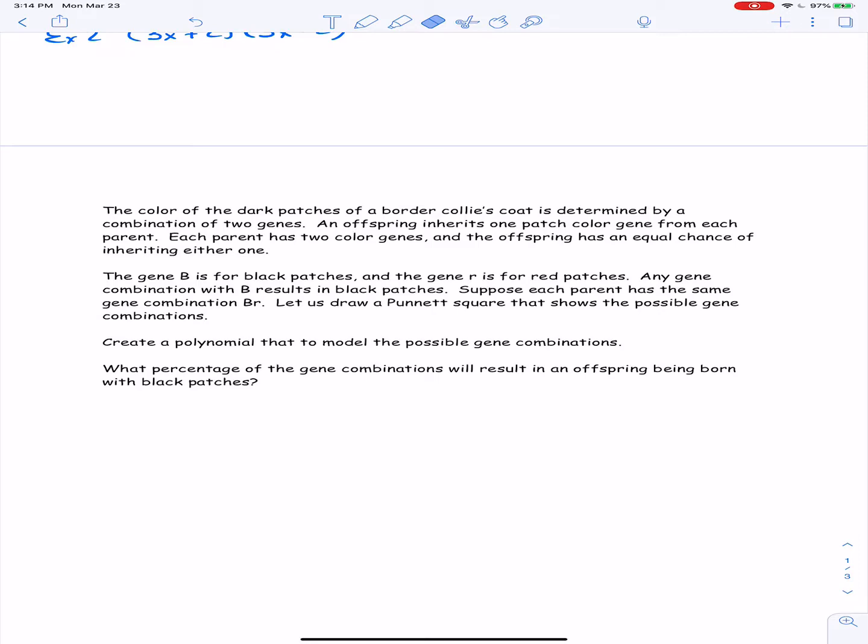Well, believe it or not, this is a binomial. And so what we're going to do is we are going to create a Punnett square with 4 boxes. Parent number 1 has the same gene, Br. Parent number 2 has Br as well. And if we fill in our Punnett square, we are going to get B squared, Br, Br, and then lowercase r squared. Okay? So let's create a polynomial using this Punnett square.